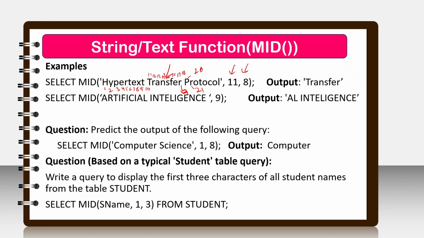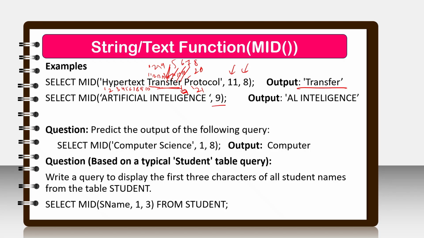Now it is saying it starts with 11. So at 11 we have T. So it will start from T and then take 8 characters: 1, 2, 3, 4, 5, 6, 7, 8. Transfer. We count 8 characters from 11. So T is 11, then we can consider it 1, then R is 2, A is 3, N is 4, S is 5, F is 6, E is 7, and this is 8. So we will get transfer as the output. Understood?